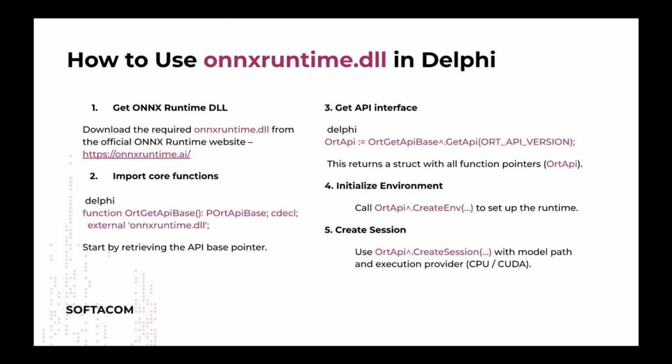Before you can run the model, you need to get your input data ready, usually an image, and convert it into a tensor. You do that with create tensor with data as ORT value. Now comes the fun part. You run inference by calling run. This makes ONNX do its magic and give you results. Finally, you take those results, like class IDs, labels, confidence scores, and bounding boxes, from the output tensor.